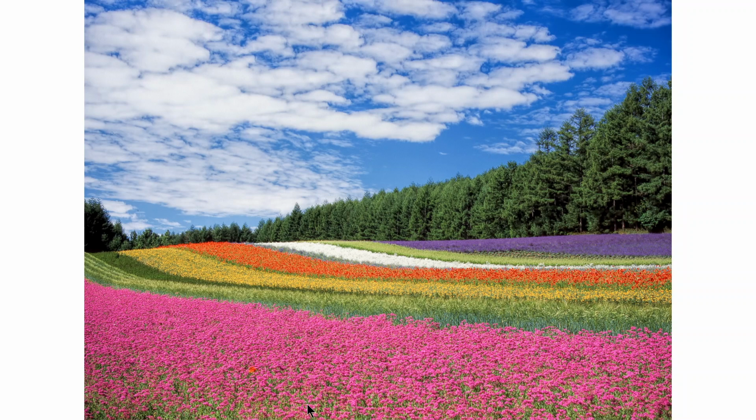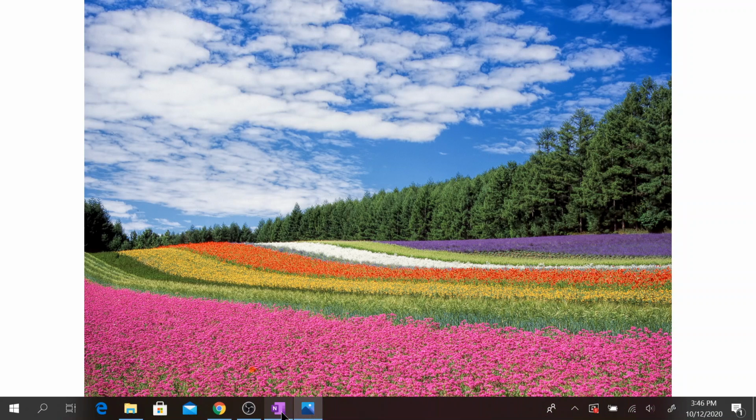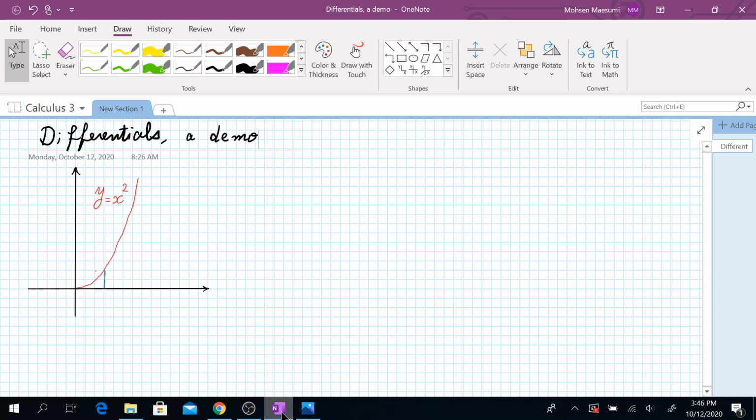Hi, welcome to another edition of Calculus 3. Today we are going to continue our conversation about differentials. We are going to approach this from the point of view of a demo, hoping that it will help in understanding the topic. Let's go ahead and look at the description of the problem in 2D from Calculus 1 again.